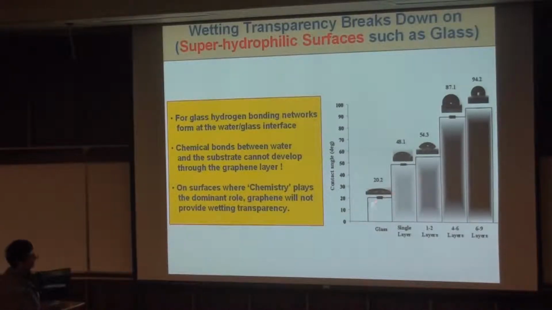So for example, the clean glass is here, one layer of graphene jumps it up quite a lot. So the wetting transparency effect is completely lost on surfaces where the wetting is dominated by chemistry, which is hydrogen bonding networks forming. Because these networks cannot, for example, form, these kind of chemical bonds cannot form through the graphene sheet.